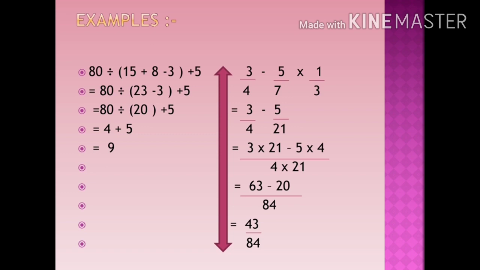Another example, 3 upon 4 minus 5 upon 7 into 1 upon 3. 3 upon 4 keep as it is. 5 upon 7 into 1 upon 3 we get 5 upon 21. So it becomes 3 upon 4 minus 5 upon 21. Now cross multiplication, 3 into 21 minus 5 into 4 upon 4 into 21. It becomes 63 minus 20 upon 84. Finally we get 43 upon 84. In this way we can solve examples.